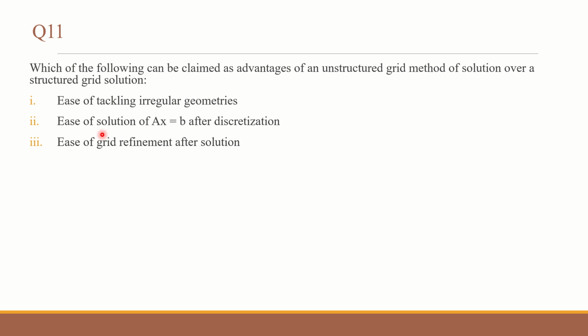We will see which of the options are aligning with our answers. Option A 1 and 2, option B 1 and 3, option C 2 and 3, option D 1, 2 and 3. So which of the following can be claimed as advantages of an unstructured grid method of a solution over a structured grid solution? So 1 and 3 is the right answer. Option B is the right answer.